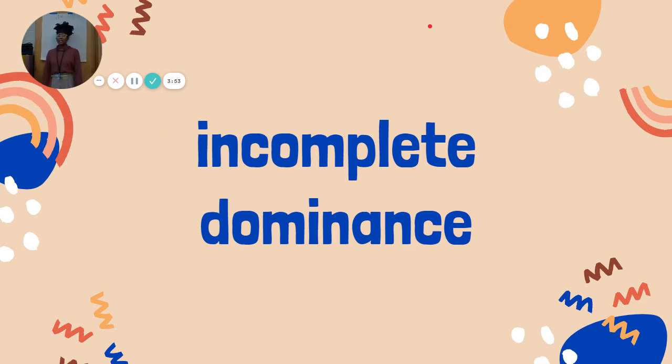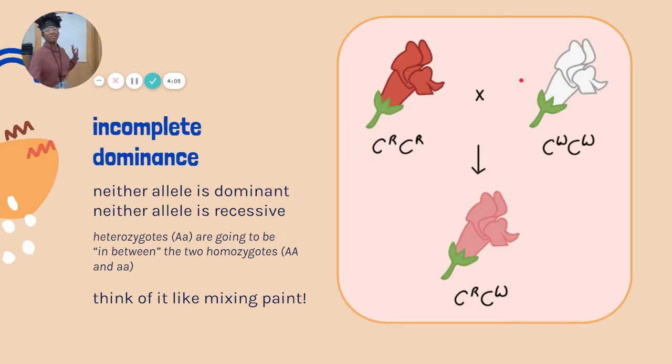So incomplete dominance. Literally what it sounds like. It's dominant, but it's not completely dominant. It's not taking all the way over. It's going to take over a little bit. So incomplete dominance means that neither allele is dominant and neither allele is recessive. They're going to be somewhere in between.